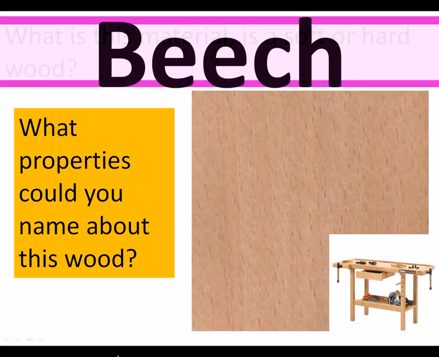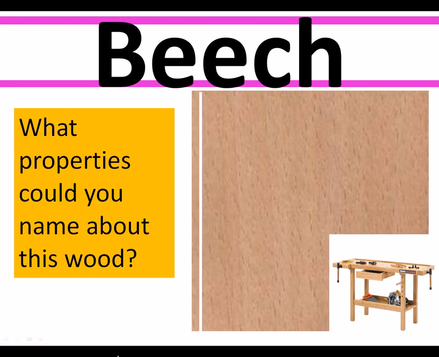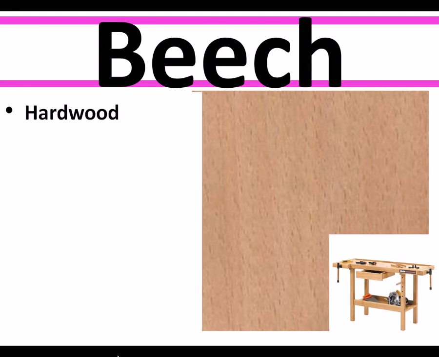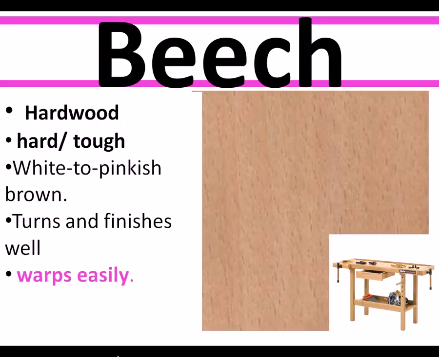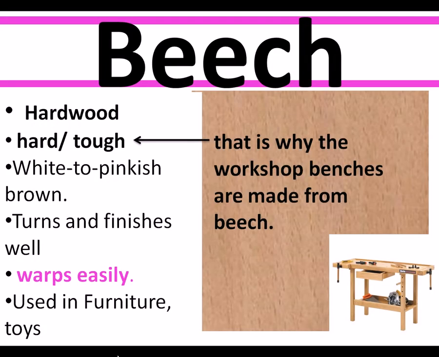Beech. What can we say about beech? It is a hardwood. It's again a tough wood. It's a kind of light brown colour. It turns, you can use it in the lathe really well. It finishes well, you can polish it. It does warp, but it's used in furniture. Most workshop benches are made from beech because it is a tough wood and it makes a durable bench.